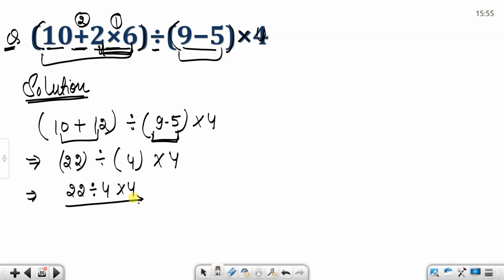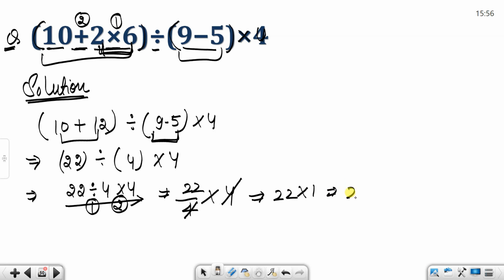Now, after that, let's check. According to priority, division comes before multiplication. 22 divided by 4 times 4. 4 cancels out with 4, so 22 times 1 equals 22. That's the correct answer.